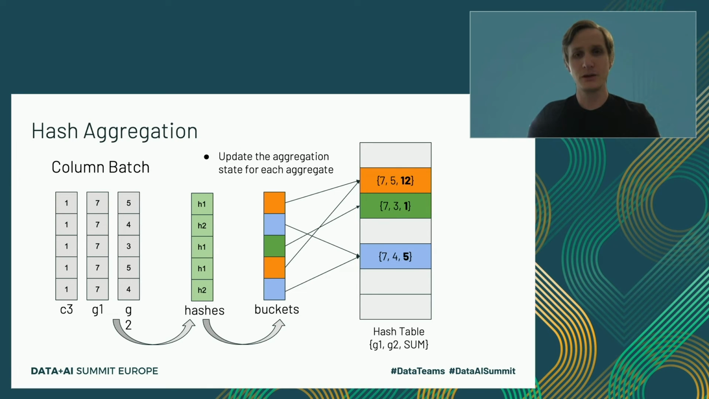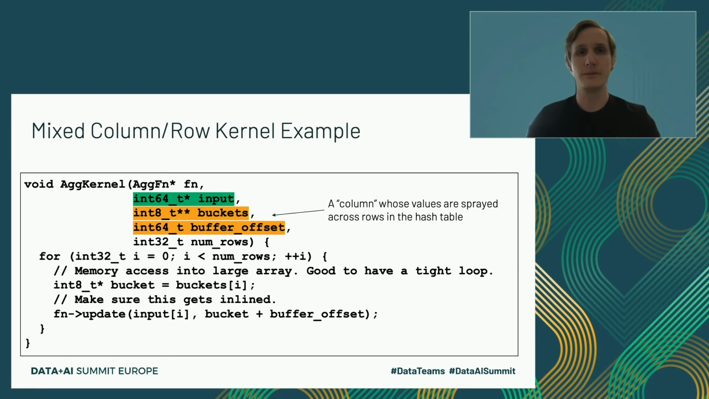And in the next step, we're now going to take the C3 input vector and update all of the corresponding aggregation buffers via the buckets indirection. Again, another one of those kernels. And to give you a better feeling for what one of these kernels might look like, I also have a little code snippet for us to walk through.